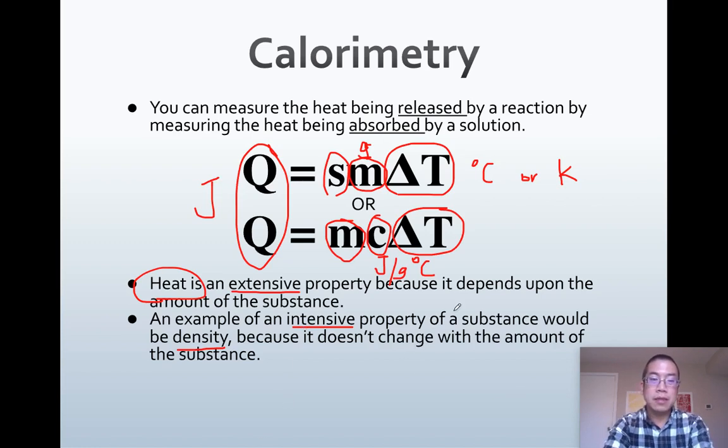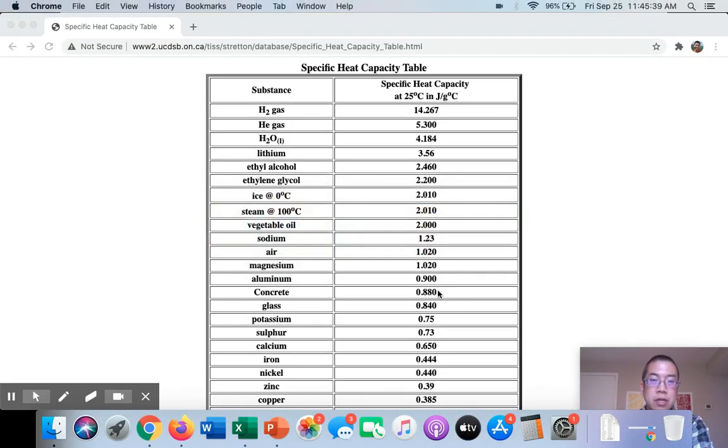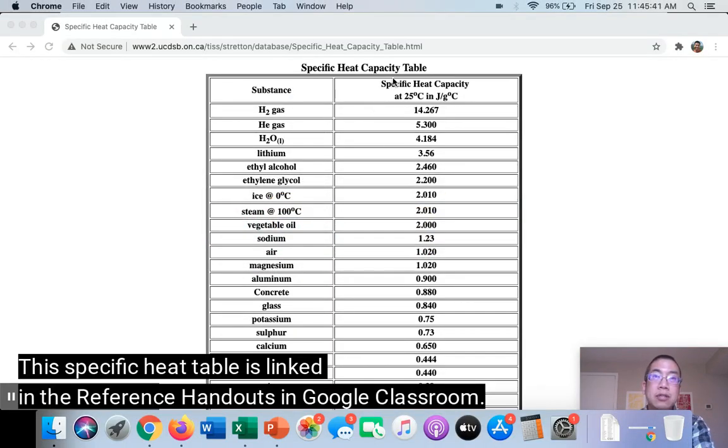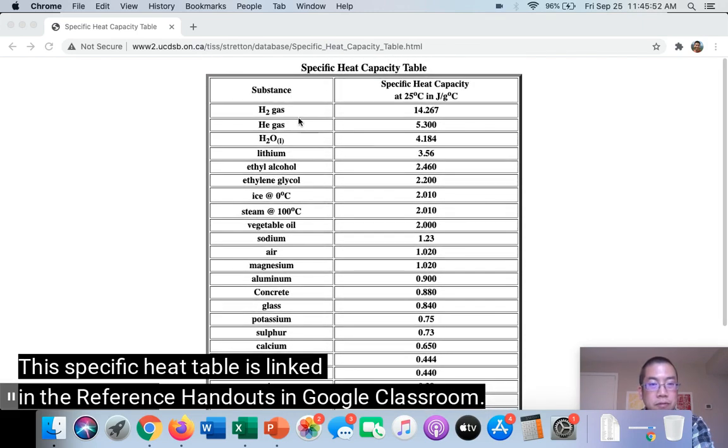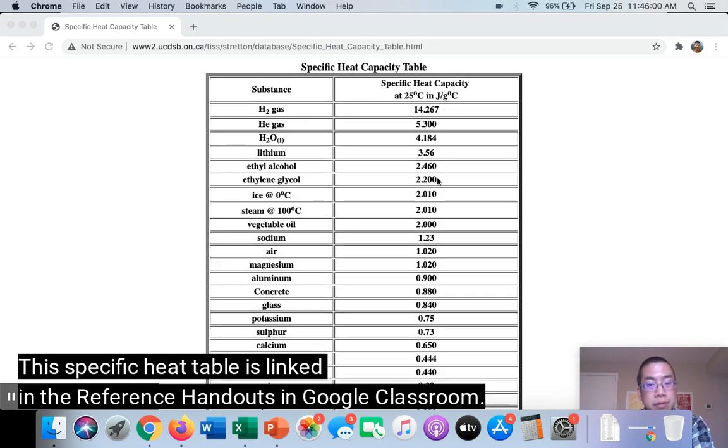Now, where we can find the specific heat capacities is in Google Classroom. I shared with you this reference specific heat capacity table, and it has this website here that you can take a look at, and it has all the values of common substances and their specific heat capacities at 25 degrees Celsius in joules per gram degree Celsius.